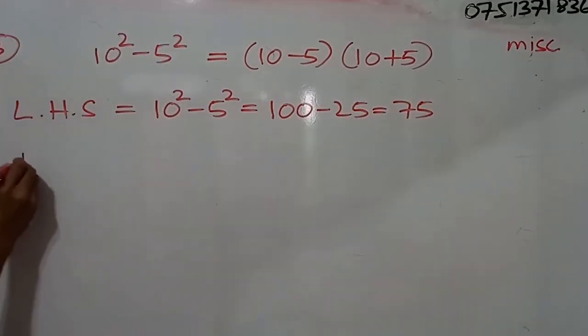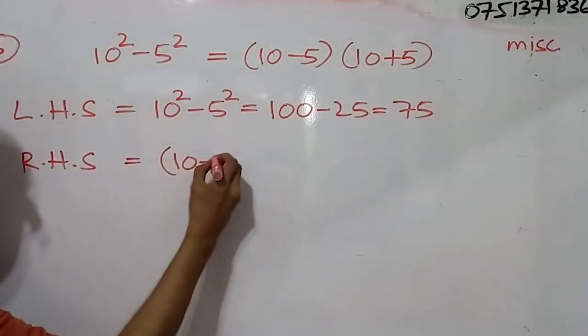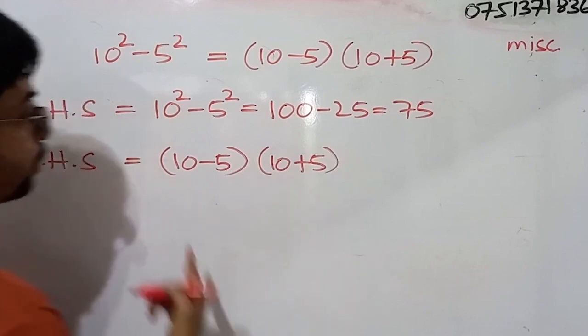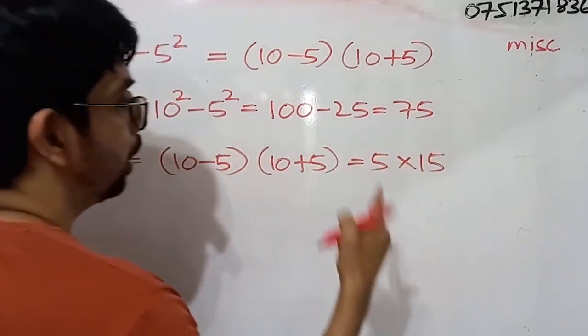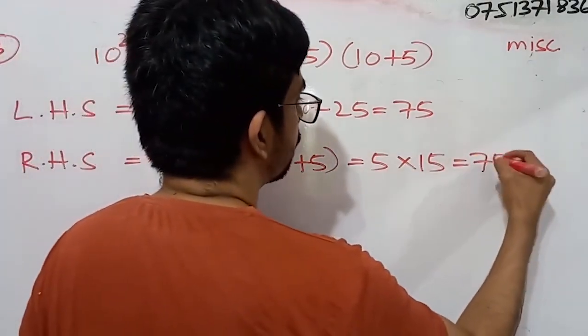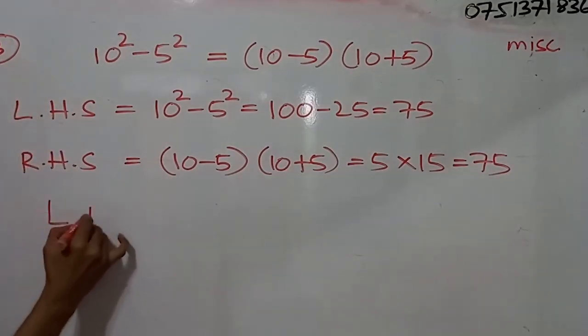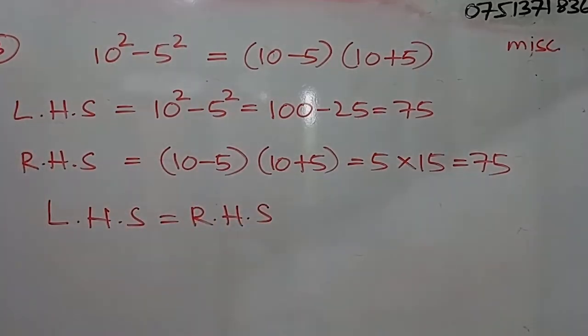Okay. Then the right hand side. So 10 minus 5, 10 plus 5. 10 minus 5 means what? 5. 10 plus 5 means 15. 5 into 15, that will be what? 75. So here also, left hand side is equal to right hand side. That means the statement is true. Right.